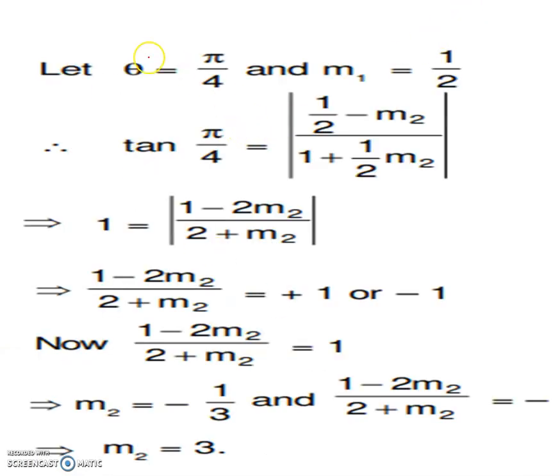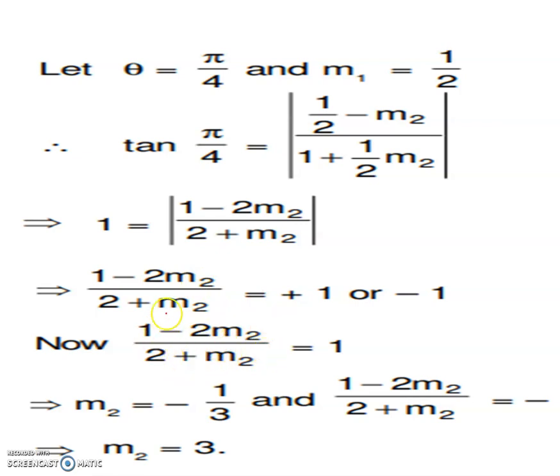If theta is equal to pi by 4 and m1 is equal to minus 1 upon 2, we have tan theta is equal to m1 minus m2 upon 1 plus m1 into m2. So, 1 is equal to 1 minus 2 m2 upon 2 plus m2. We have tan pi by 4 from the table of trigonometric ratios, it is 1. That's why we have to take the cross multiplication and compare.